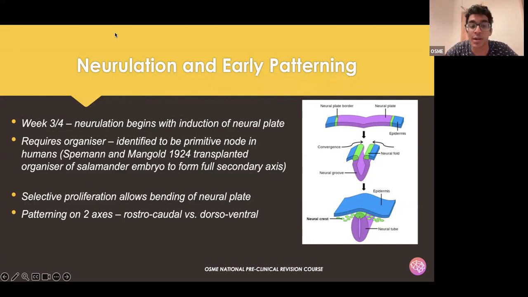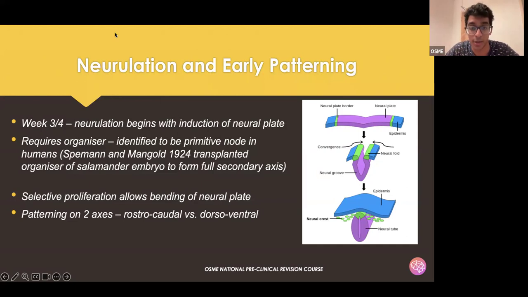In order for neurulation to occur, you need to have an organizer, which is a particular part of the early embryological structure that allows you to form the actual neural plate and allow this change and differentiation in cells. In humans, the organizer is the primitive node. If you're unsure about the primitive node, that's a structure that forms during early embryological development in gastrulation, I think.